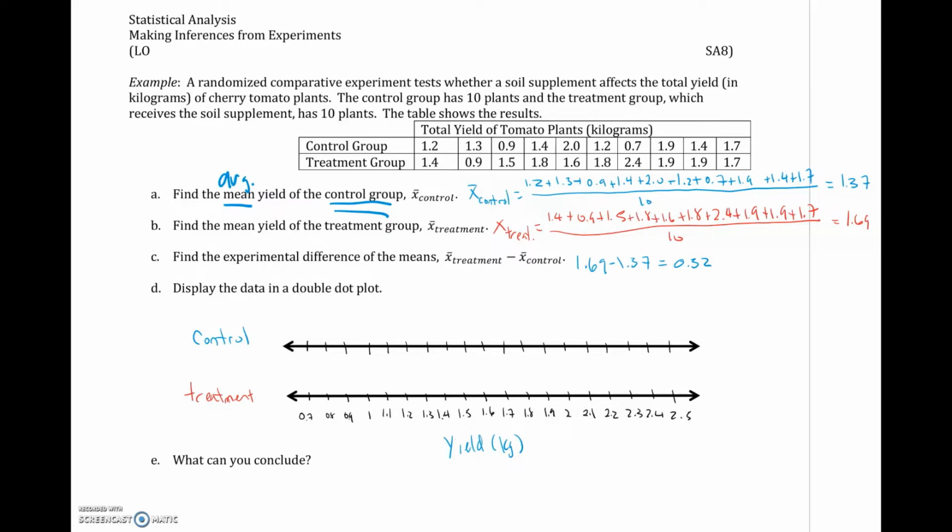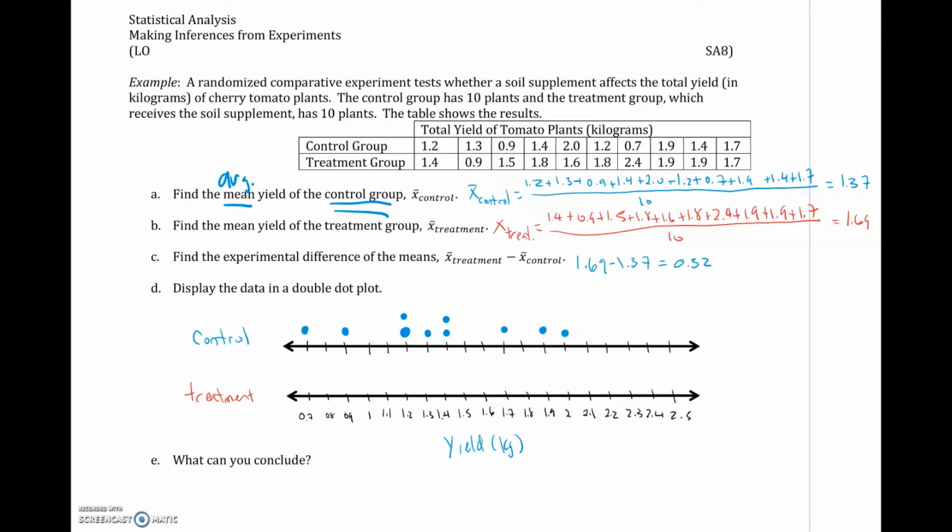So you can see this first yield for the control group is 1.2. So I'm going to find that 1.2 on my number line and then just draw a dot, right? And the next one's at 1.3. Then the next one's at 0.9. And you guys get the idea. So I'll go ahead and finish this and then show you the completed dot plot for the control group.